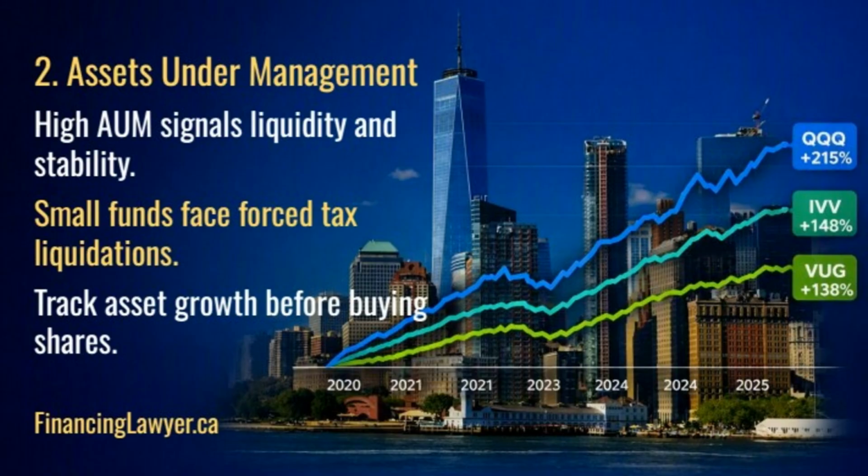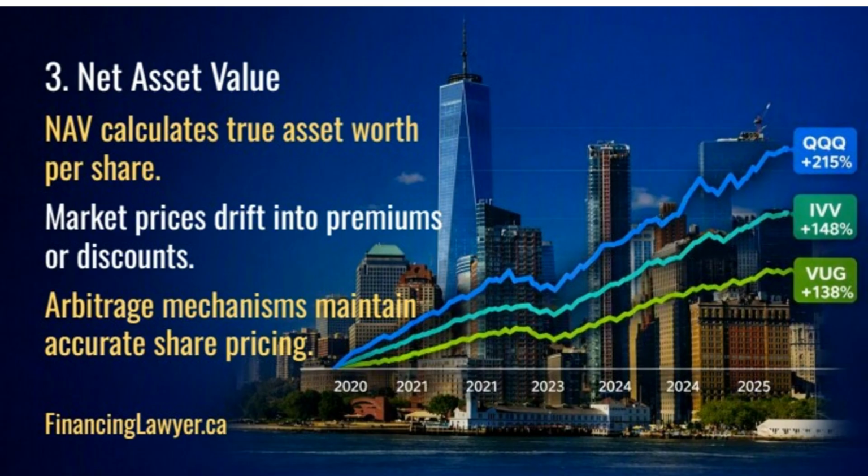Always check a fund's AUM growth trajectory. A growing AUM reflects sustained market interest, whereas stagnant or declining AUM under $50 million is a sign to exercise caution. Term number 3 is NAV, or net asset value.